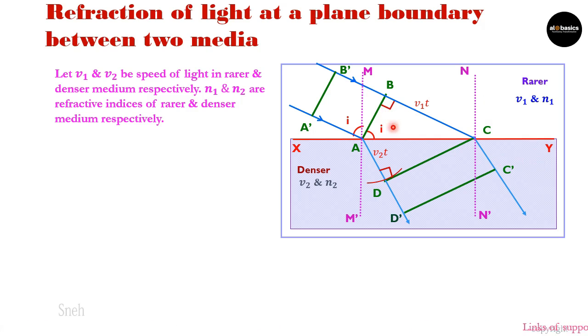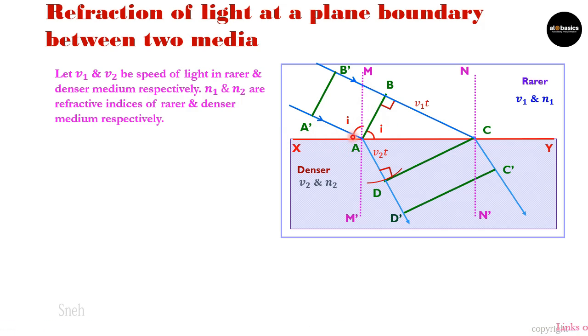This angle B and this angle D are right angles because these are the angles between the wave normal and wavefront. As this angle is i, angle BAC is i. How it comes, we have discussed in detail in the video of reflection. If you want, I'm giving here a link of that video. You can watch it. And here I tell you the reason for that.